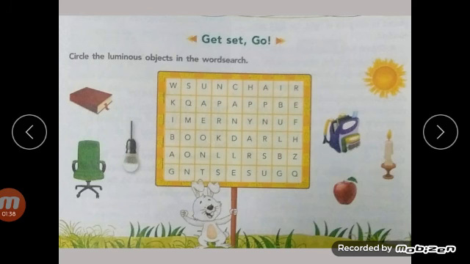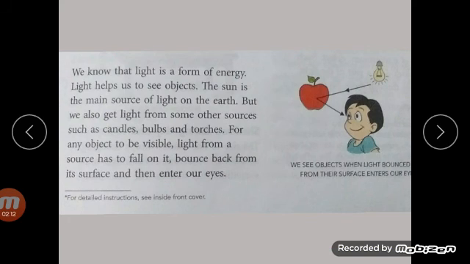So, in this grid box, you have to find the name. Where is the name of sun? Yes, see, sun. Similarly, there will be names of other objects also, such as candle and bulb. You have to circle the luminous objects in the word search. Clear?